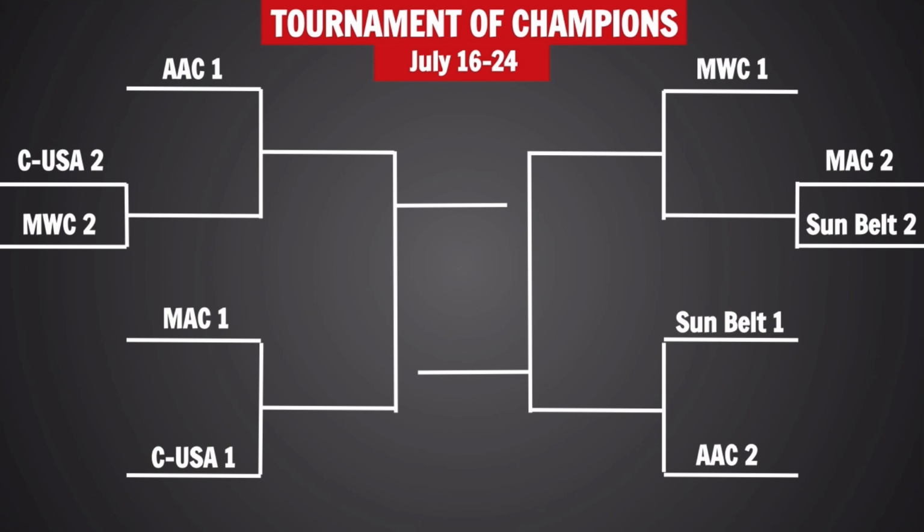So obviously with the first round byes, we got both American Athletic teams. We got Mountain West 1, MAC 1, Conference USA 1, and Sun Belt 1, meaning basically the champions are the 1s and then the runner-ups are the 2s. So basically the runner-ups from Conference USA and Mountain West will be playing in the first round, and the runner-ups from the MAC and the Sun Belt will be playing each other. But obviously, considering the American Athletic is by far the best conference in this tournament, both of the top American Athletic teams will be getting the first round byes. So that being said, that's what the Tournament of Champions looks like.